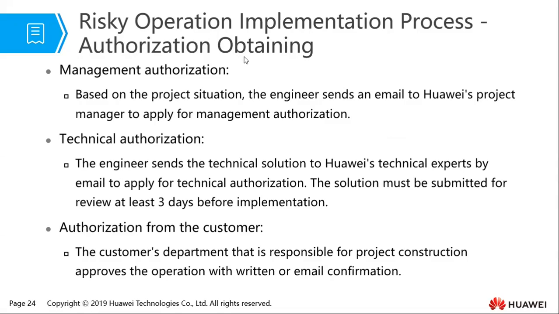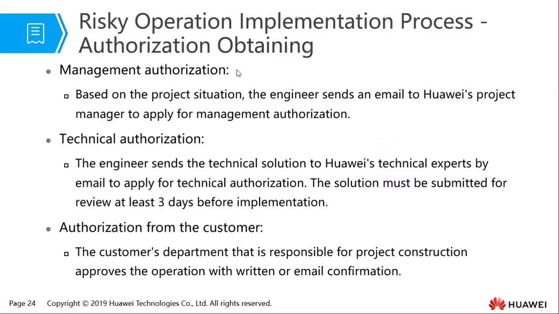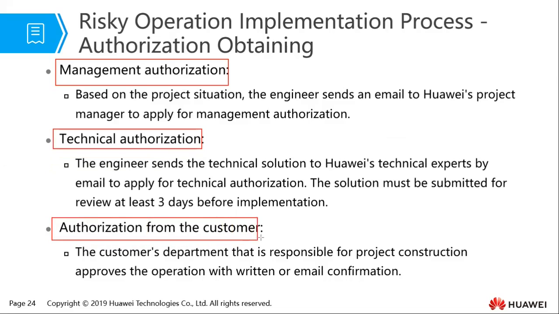So how do you obtain authorization? Part of the risky operation process implementation was obtaining authorization. We said you need 3 authorizations: management, the technical team, and also the authorization from the customer.